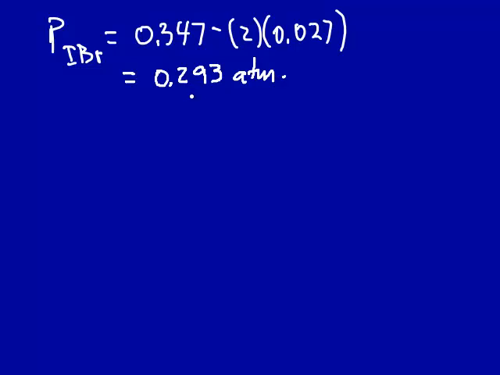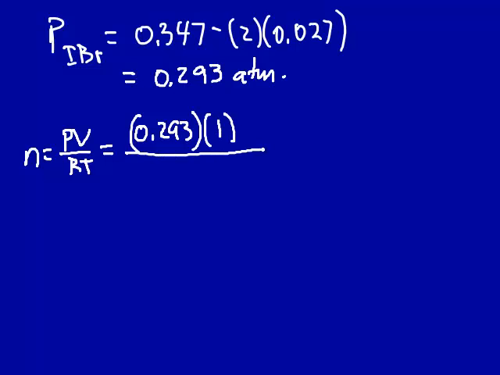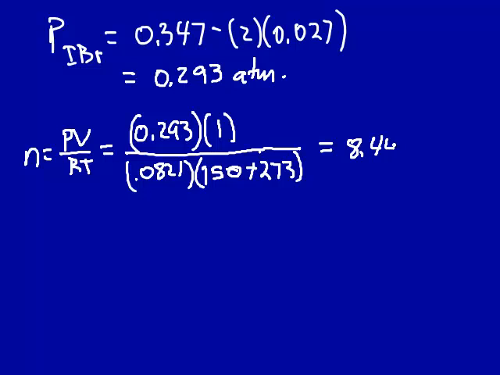Now I want to convert this to moles and then to grams, because the problem asks how many grams are remaining. This is the pressure that remains from IBR. Well, n is equal to PV over RT. Now let's dispose of the units for now. 0.293, 1 liter. R is 0.0821. T, 150 plus 273 in order to convert it to Kelvin. So the number of moles is, let me check my numbers here, 8.44 times 10 to the minus 3 mole.